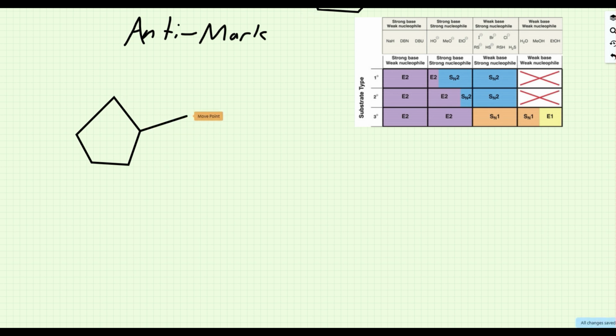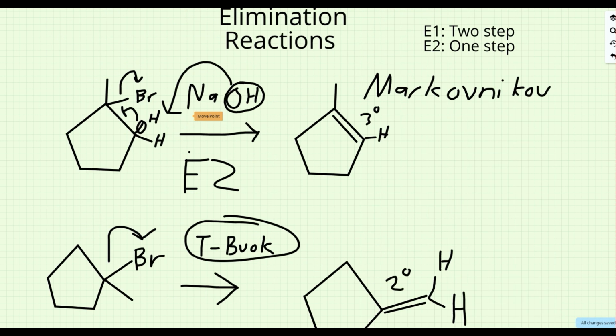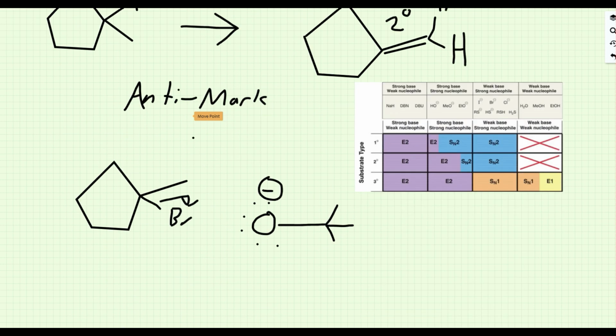So the leaving group, bromine, it's leaving. So tert-butoxide is thinking to itself, well, where is the easiest hydrogen I can grab in order to make the double bond? These are the available hydrogens.